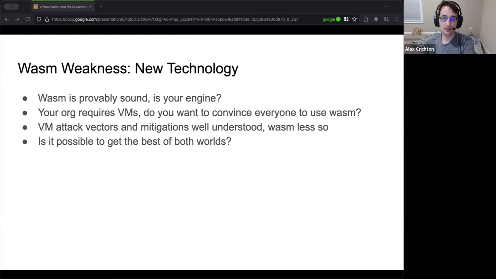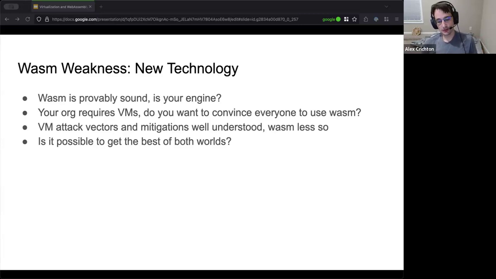You could also have requirements where your organization is a very large organization. It generally requires virtual machines for a security boundary. You probably don't want to be the person to try and convince everyone to use WebAssembly instead. That's a long uphill battle and will take quite some time and will probably take a lot of buy-in, as opposed to just one person.